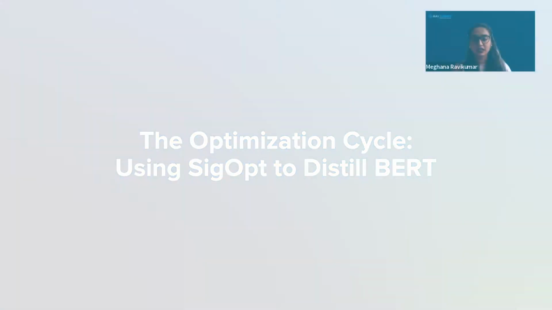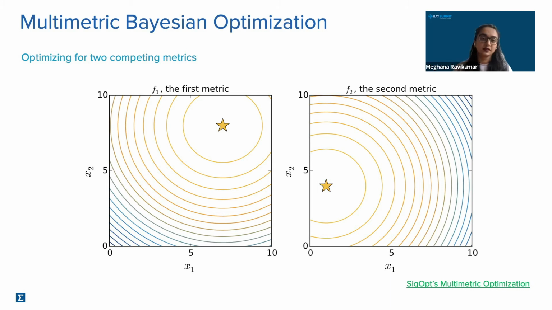Here we're going to use SigOpt's HPO solution, and specifically Multimetric Bayesian optimization, to optimize the distillation process and perform our architecture search simultaneously. We're able to optimize for two competing metrics at the same time, and at the end of the optimization process, it'll populate a Pareto frontier.